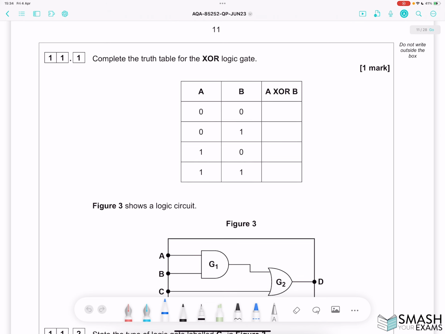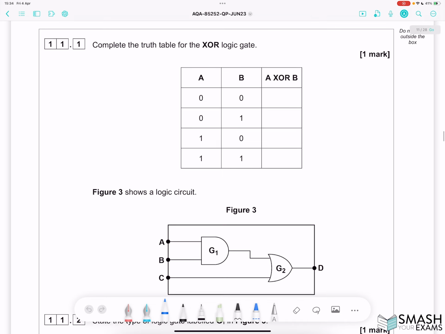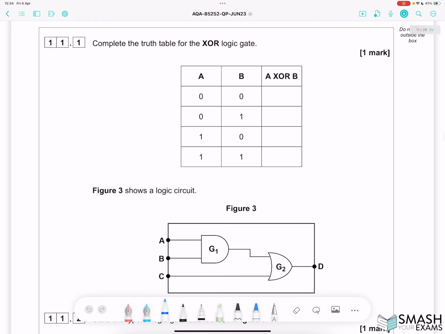All right, so now we're moving on from looking at hardware and so on. We're going to start talking about truth tables. So we've got a truth table for an XOR logic gate. Now remember, an XOR means it's exclusively OR. An OR is where it's one or the other. It's A or B. So that means that it's only when one input is a 0 and the other is a 1, or vice versa, do we get a 1 to be the output.